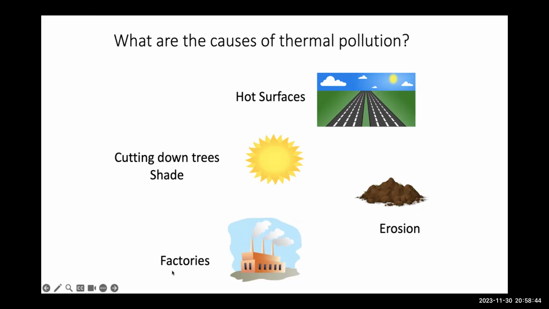And then the last cause of thermal pollution is factories, right? Factories are usually located on waterways. They pull water to cool their machinery as they make their products. And if they dump that hot water back into the streams, it can cause thermal pollution. So those are our four causes.